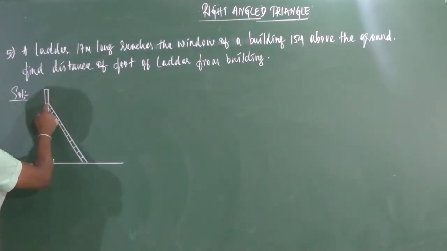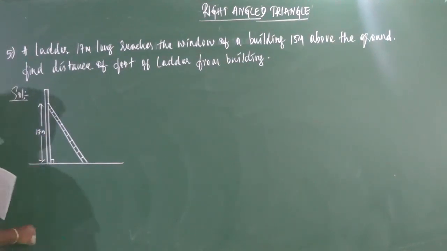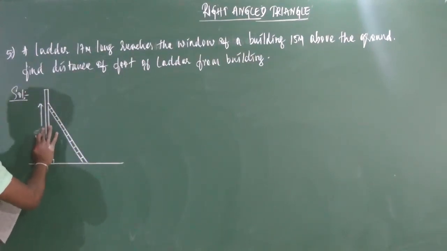It reaches the window of a building above the ground. So this distance is, let it be, 15 meters. A ladder 17 meters long. Sorry, the ladder is 17 meters long.